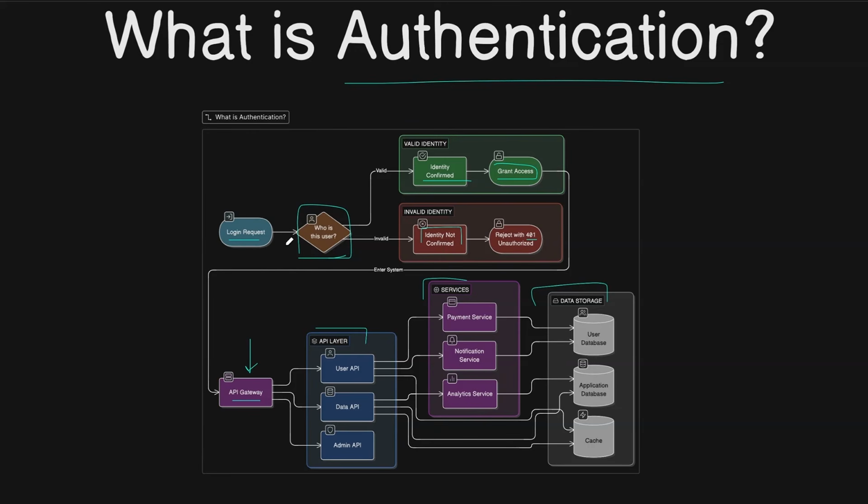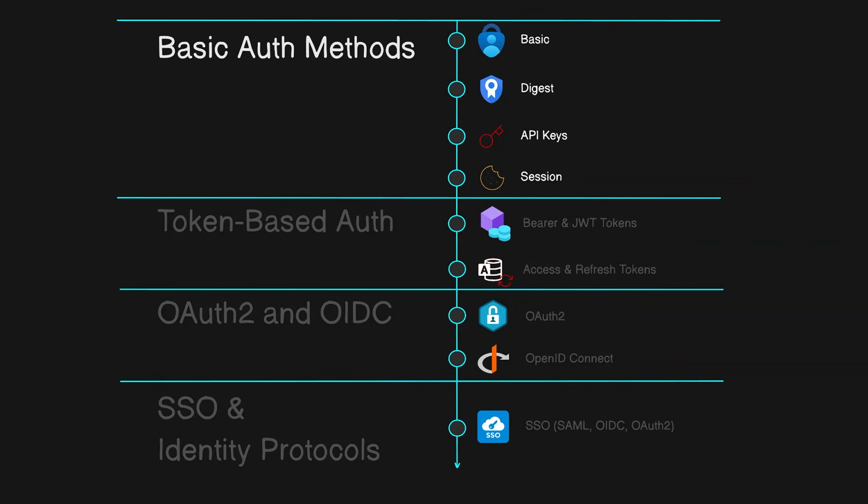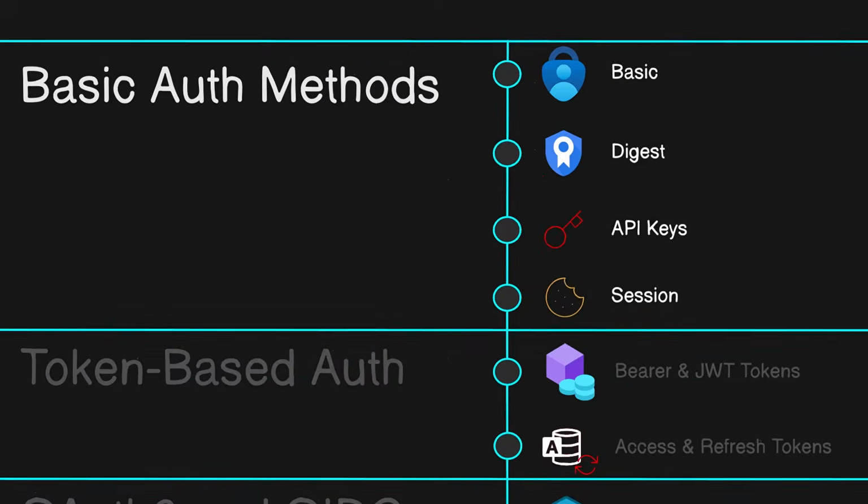that we can use to verify the user's identity. Now let's see the different authentication methods that we have to verify the identity of the requester, and let's start with the basic authentication methods. These are basic auth, digest authentication, API keys, and session-based authentication. Let's start with the very first one on the list, which is the basic authentication flow.